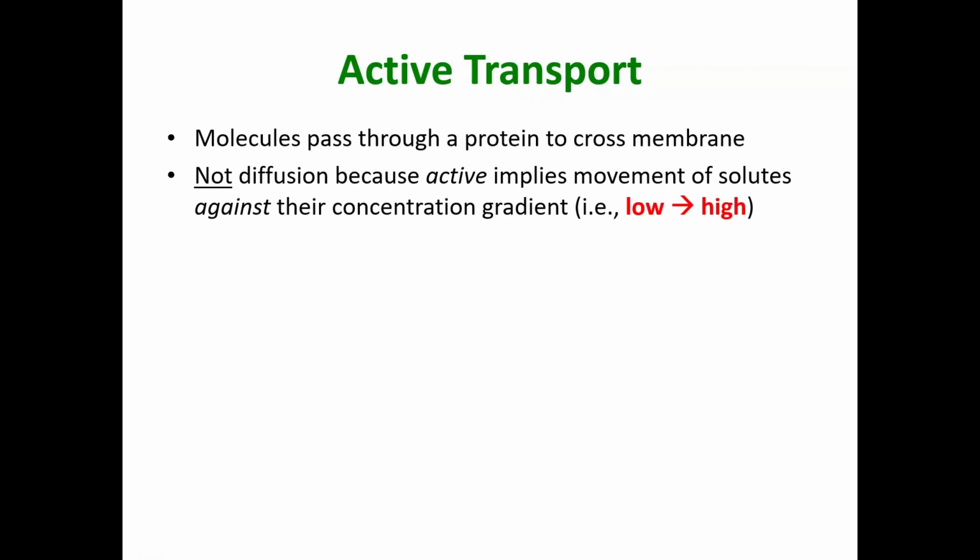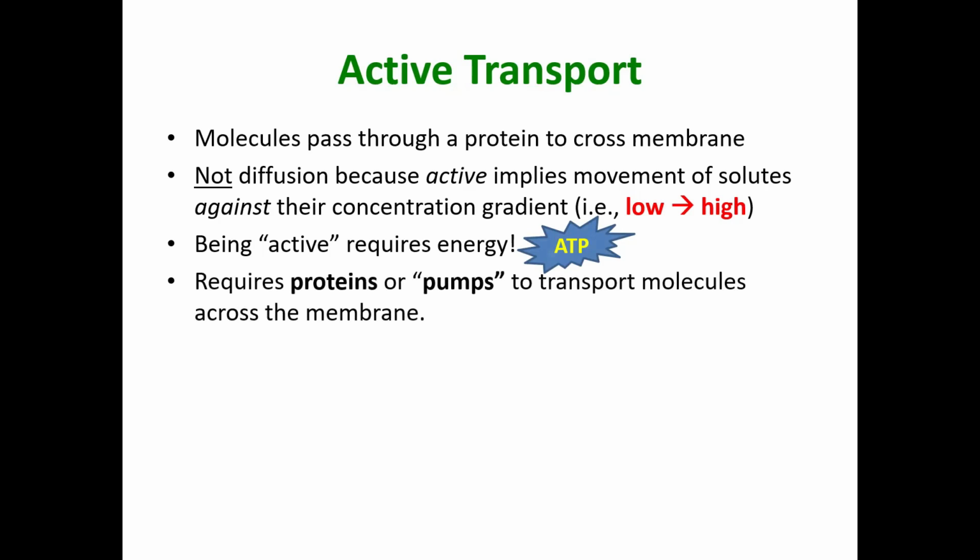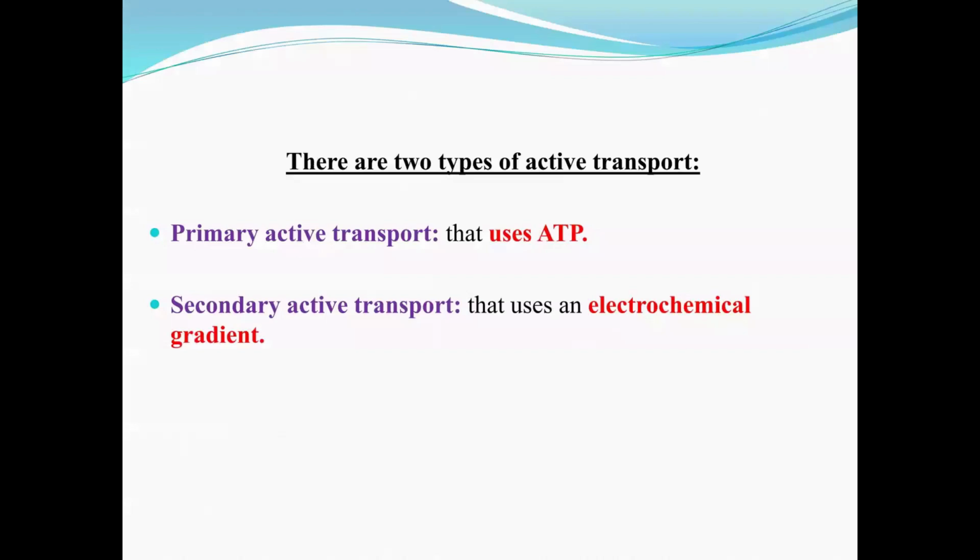That is from the region where the concentration is low to the region where the concentration is high. Being active, it means it requires energy. It requires energy in the form of ATP, and then it requires proteins or pumps to transport molecules across the cell membrane. So in the case of active transport, there is a need for proteins or pumps, and also there is a need for energy, for the transportation of the molecules to take place.